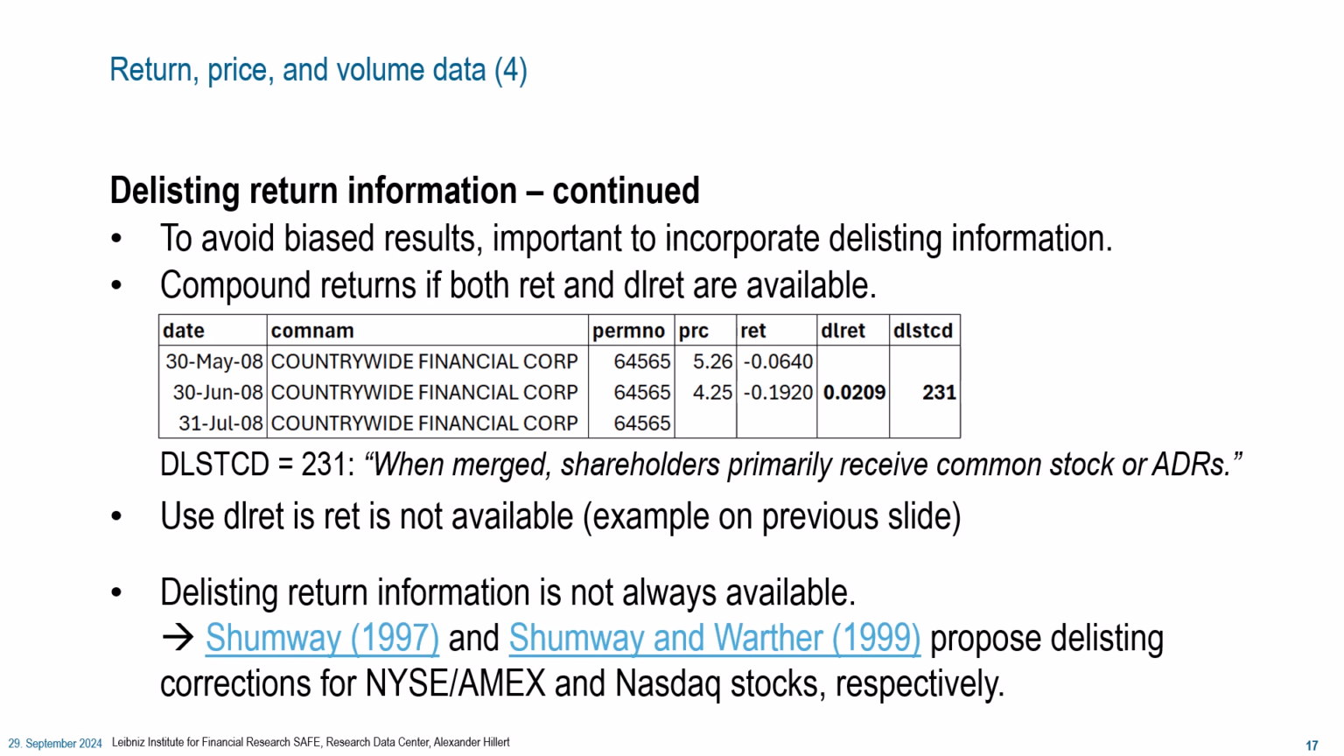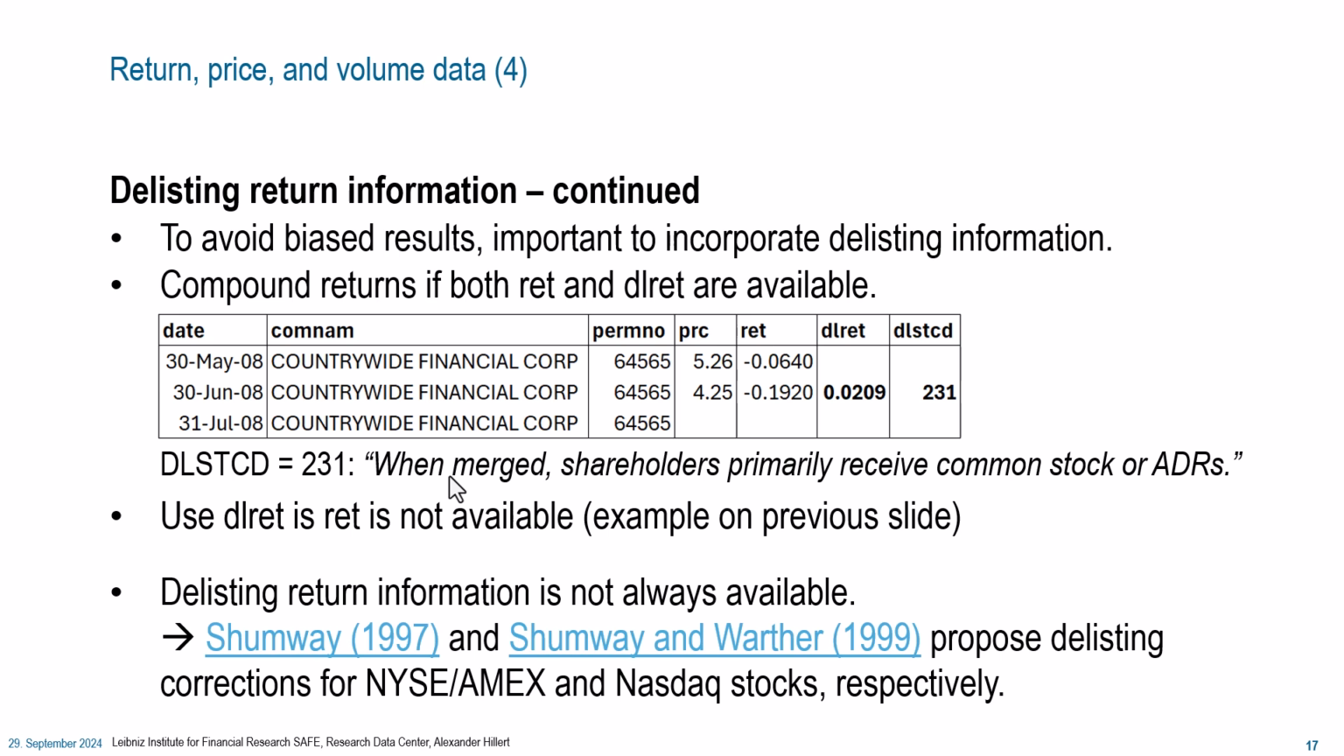If you have both information available, like in this example here of Countrywide Financial, you see that in June 2008, we have a negative return of 19%, and we have a positive delisting return of 2%. And here you see a delisting code of 231, which means when merged, shareholders primarily receive common stock or ADRs. ADRs are American Depository Receipts, which are roughly similar to stocks. I don't want to go into details here.